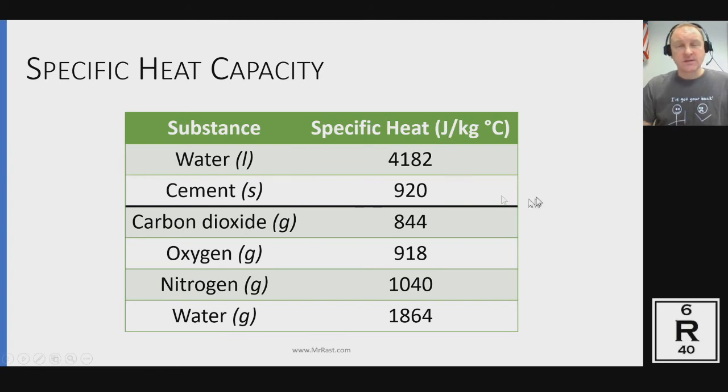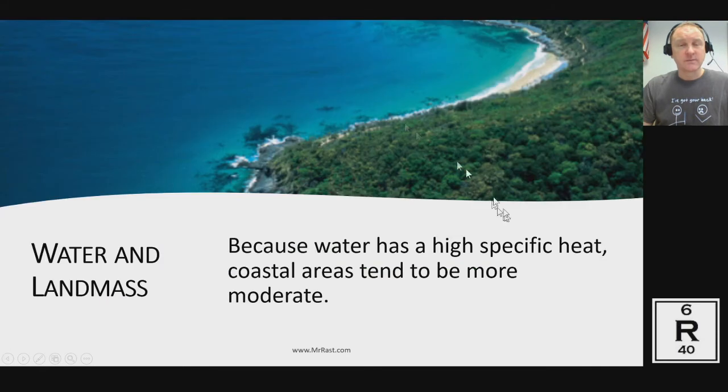So let's go back and talk about these surface substances. So I'm not talking about the atmosphere right now. I'm talking about the surface substances. Because water has a high specific heat, coastal areas tend to be more moderate. Because water's got a high specific heat, the energy of the sun will warm up the water slowly, and at night it will stay warm.